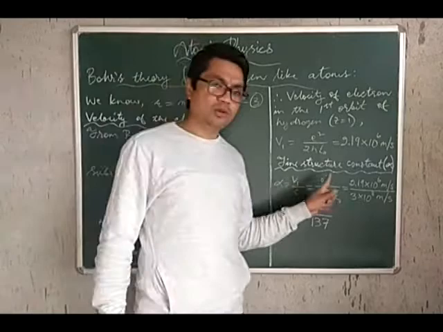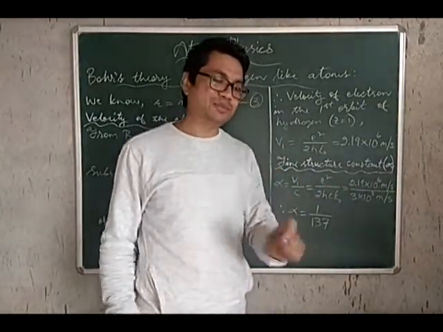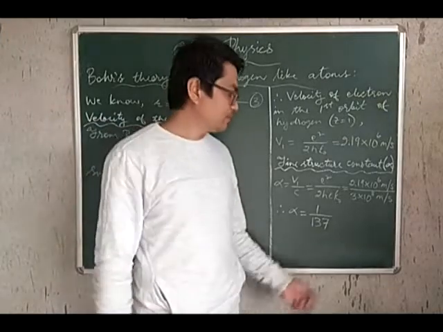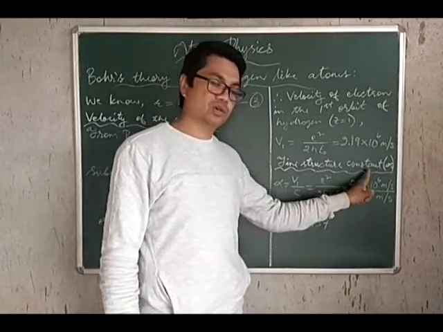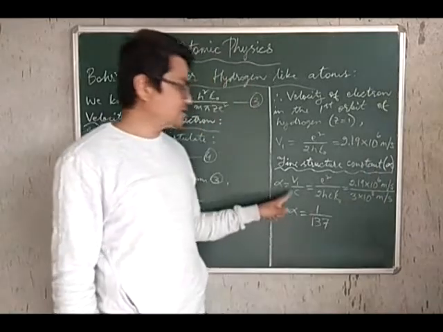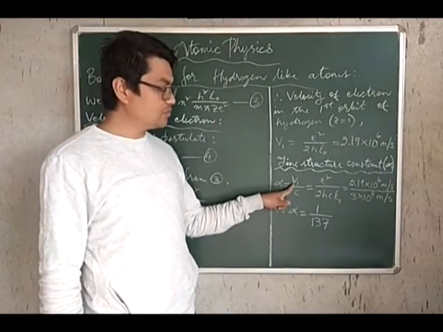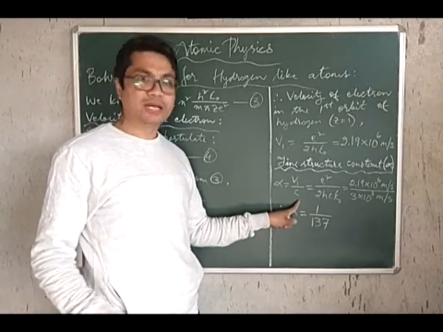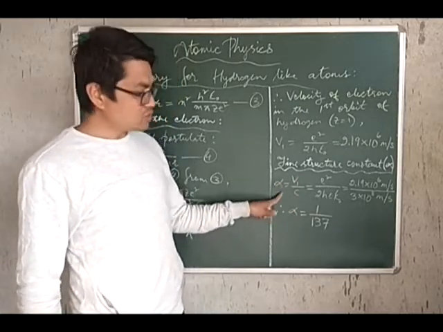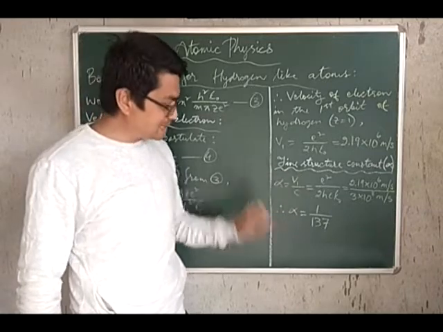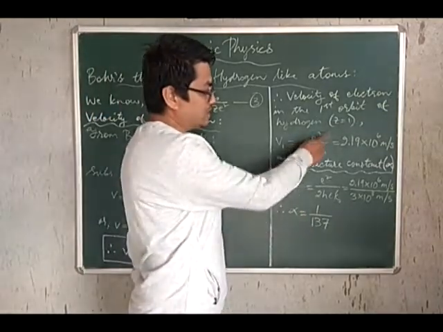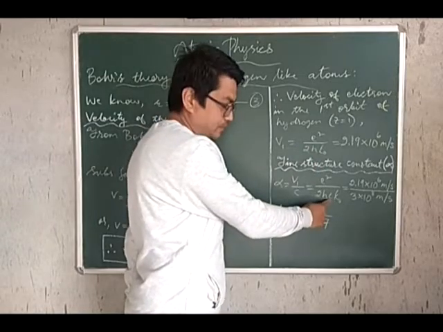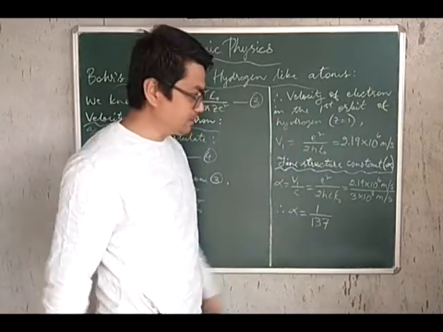Now, there's something called fine structure constant. Sometimes you might be asked what is fine structure constant. It is a constant denoted by alpha, and it is the ratio of the velocity of the electron in the first orbit of hydrogen divided by the velocity of light. So, fine structure constant alpha is V1 by C, which is equal to e squared by 2h epsilon naught into c. So, c is in the denominator.